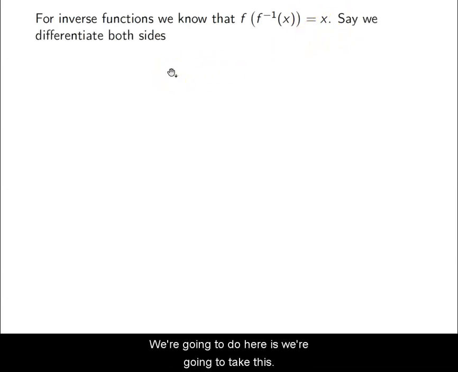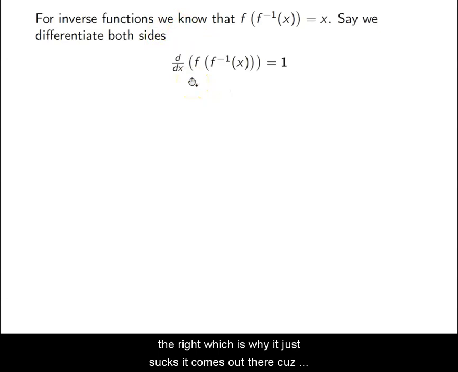So what we're going to do here is take this fact and differentiate both sides. Now, I don't know what my function is. I don't know what f is. I don't know what f inverse is. I obviously don't know what f inverse is because I don't know what f is. So when I differentiate both sides, I have to differentiate implicitly, right? Which is why this section comes after implicit differentiation.